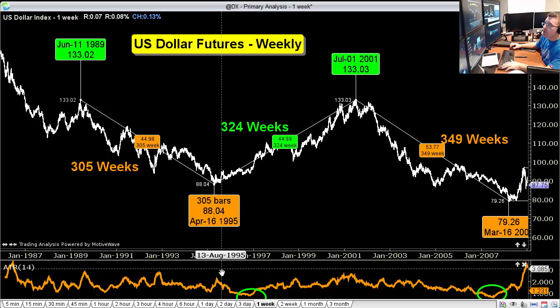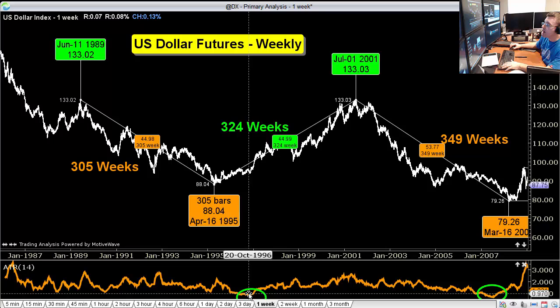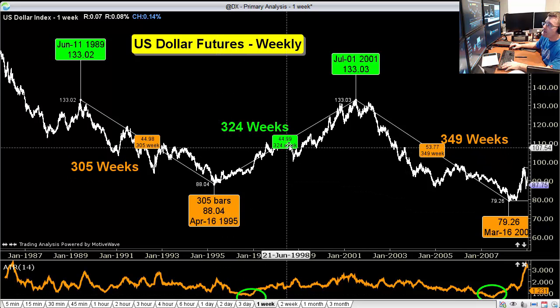As we got down to the lows, it took the ATR, average true range, a while to get down to its lows of around 90 cents on average in the dollar. So 90 cents is your ATR, average true range, week to week in the dollar. So fine, we find a low. Then we begin to rally.